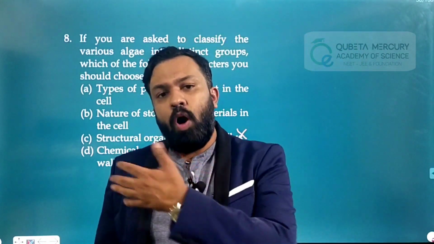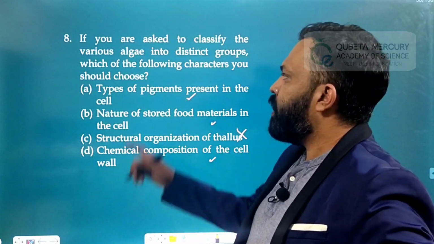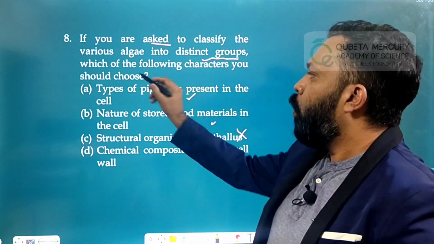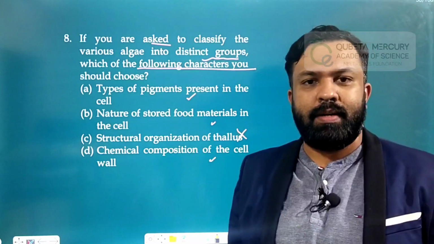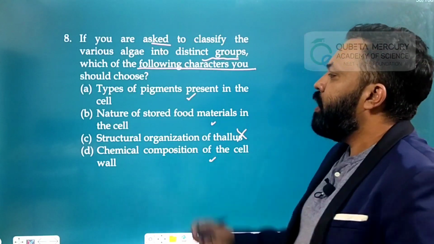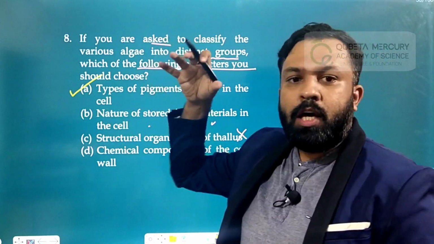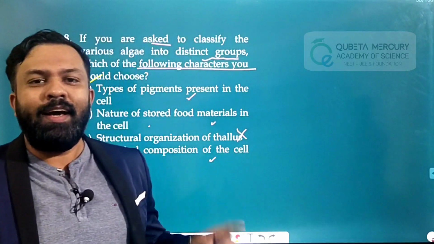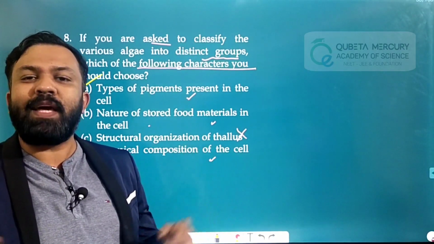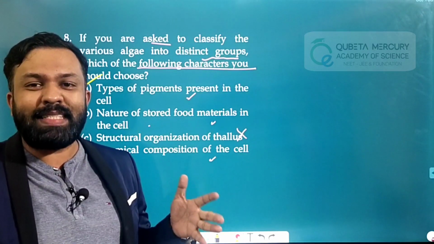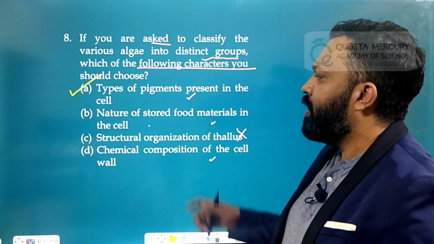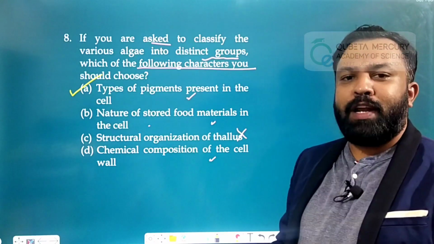So which of these statements, which one is given with the most priority? That's the question. If you are asked to classify the various algae into distinct groups or classes, which of the following characters you should choose? Okay, so that should be the pigments present in them, right? The chlorophyll, the green algae, pheophyll, brown algae, rhodophyll, red algae are primarily different in their pigments, right? The major difference is there in their pigments. So the prior option meant for such a question is the types of pigments present in different algal classes.